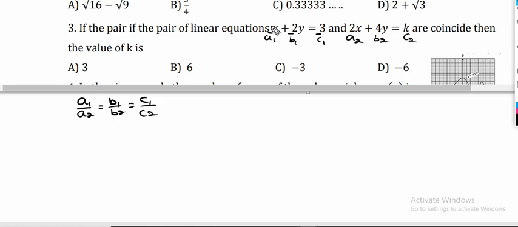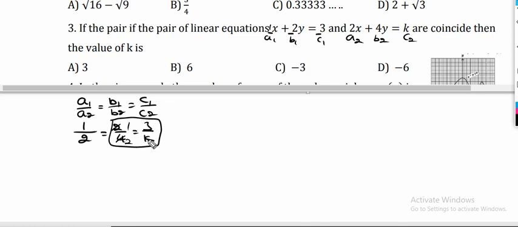So the a1 value is 1. Here there is no value, so a1 is 1, divided by a2 which is 2. That is equal to b1 which is 2, divided by b2 which is 4. That is equal to c1 which is 3, divided by k. So for finding the value of k, you take any two ratios with one unknown, k. So therefore this becomes 2 ones are 2, 2 twos are 4.